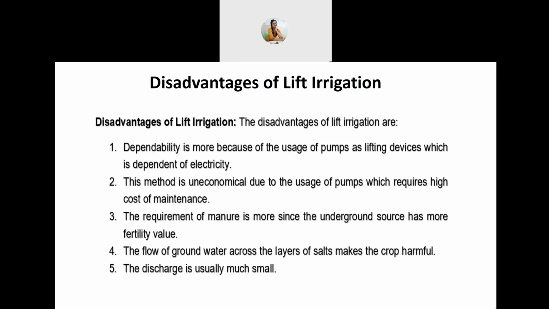Disadvantages of lift irrigation. There are 5 disadvantages of lift irrigation. Number 1, dependability is more because of the usage of pumps as lifting devices, which is dependent on electricity. Number 2, this method is uneconomical due to the usage of pumps, which requires high cost of maintenance. Number 3, the requirement of manure is more since the underground source has more fertility value. Number 4, the flow of groundwater across the layers of soils makes the crop harmful. Number 5, the discharge is usually much small.